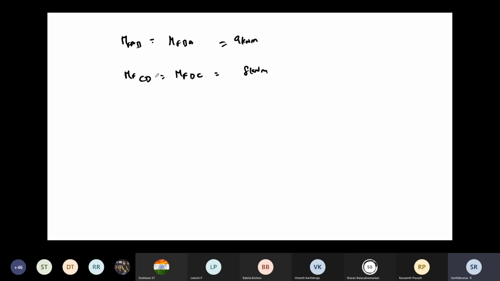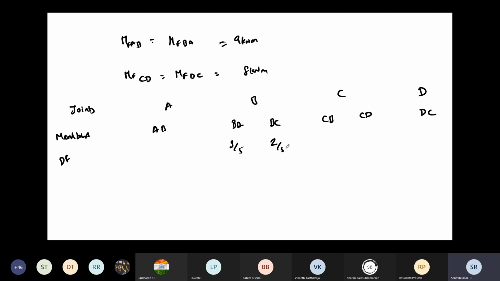AB by DC or BA by CD. Okay, so now we know those values. Now what do you have to do there? You have to go to the table again. Table: joints A, B, C, D. So for A, the members, again you have to write AB. For B, you have BA and BC. For C, you have CB, CD. For D, DC. But what about the distribution factor? Distribution factor won't change because same frame, same end conditions. So distribution factors are the same: 3 by 5, 2 by 5, 1 by 2, 1 by 2.